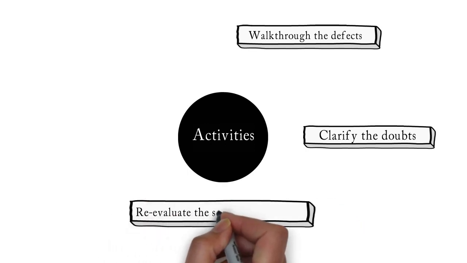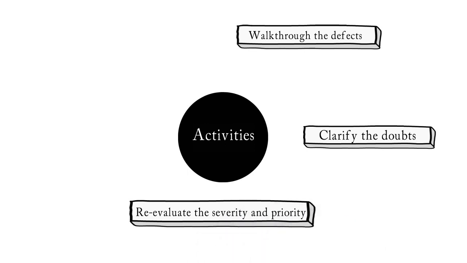The third component is re-evaluate the severity and priority of the defect. Testers usually give severity and priority when they raise the defect. During the defect triage meeting, this would be discussed again and severity and priority would be re-evaluated.